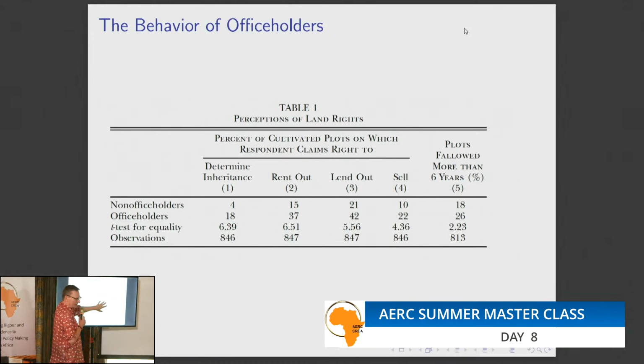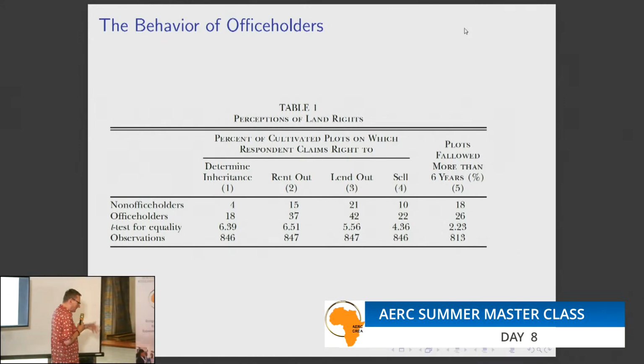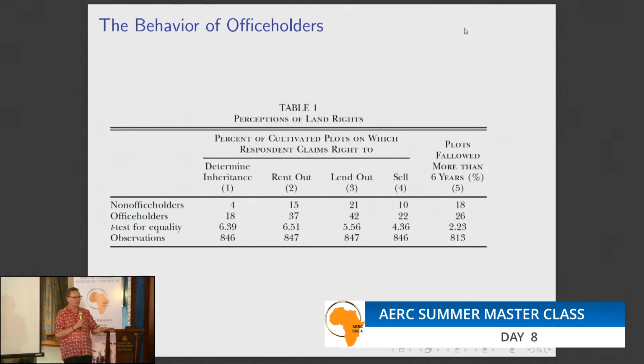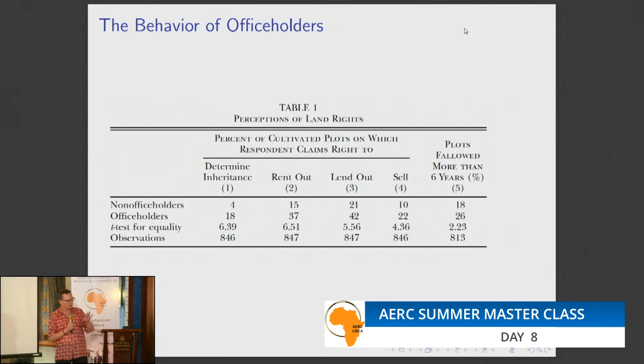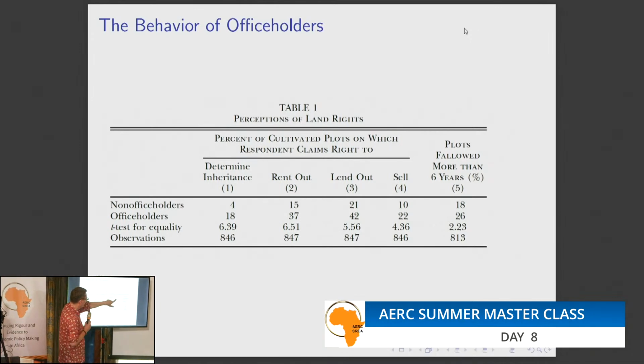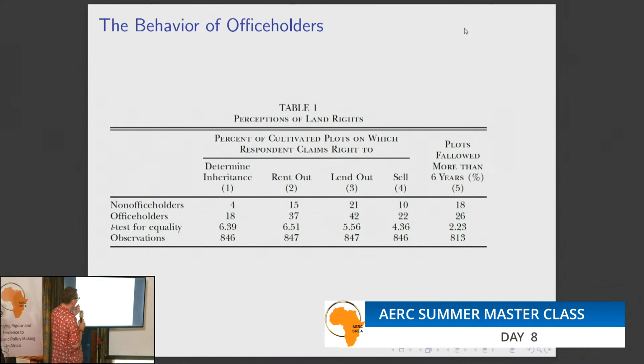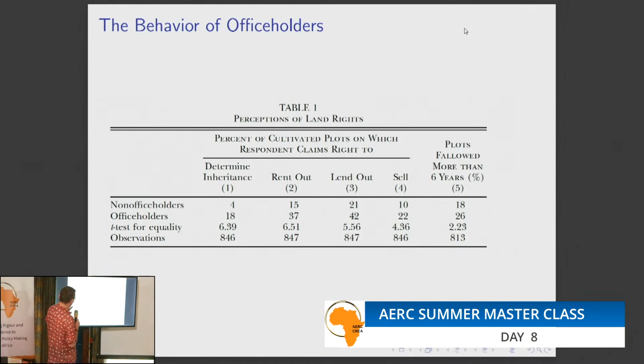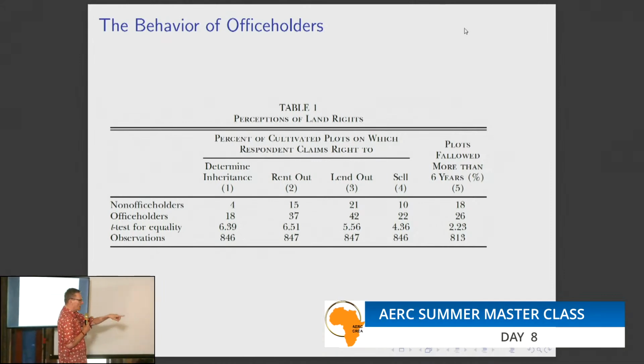different rights to plots of land of non-office holders and office holders. Think of people who hold traditional office within the local political institution: chief, chieftaincy, speaker, some kind of lineage elder. So, local traditional political elites or office holders. This is basically looking at the percent of cultivated plots that respondents claim the right to rent out. Office holders are far more likely to have the right to rent out some plot they control. They're twice as likely to be able to say they can lend it to somebody else. They're twice as likely to say they can actually sell the land. And they're much more likely to be able to say they can determine who inherits the land.